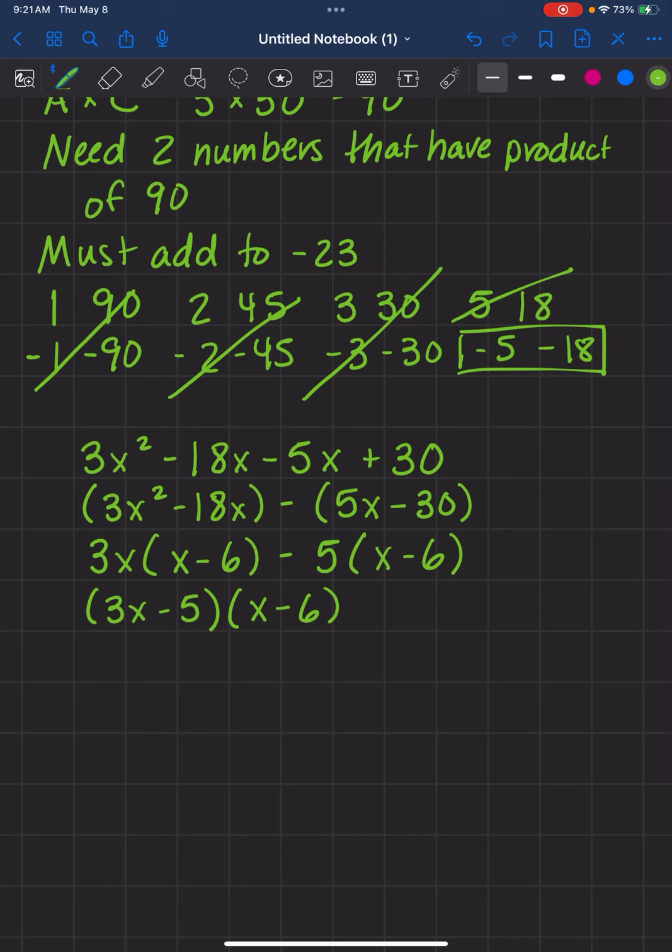And now here's where it's really important not to forget what we did up top, which was that we took out a 3. So we put that back in, and we now have 3 times 3x minus 5 times x minus 6, and that's our answer. So you have to remember this little stage here. It can be a little bit weird at first because you have to do some other factoring and remember what order to put things in.